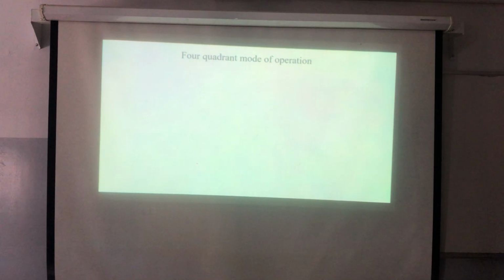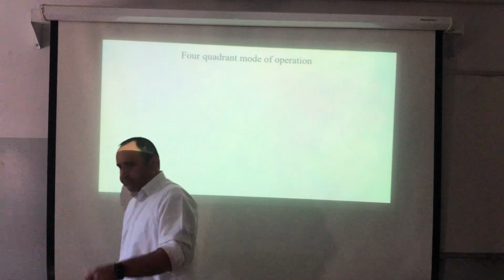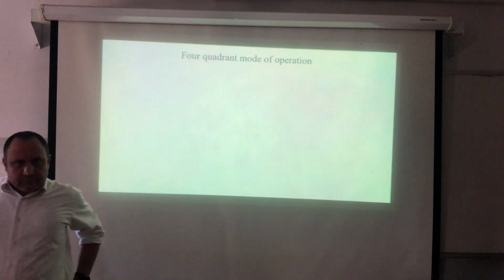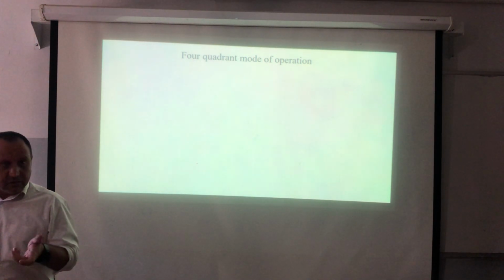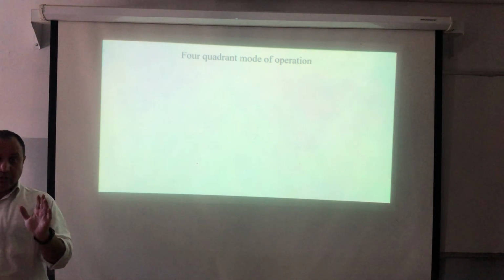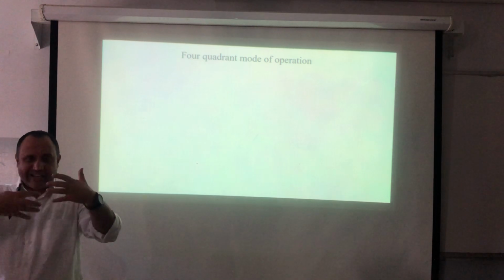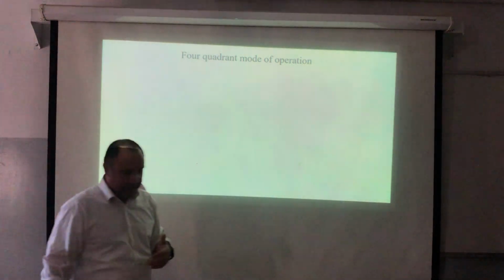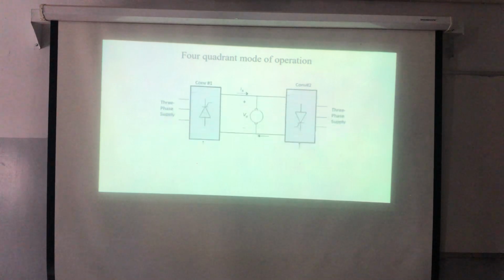Now, what if I need to achieve the 4 quadrant mode of operation, which means that I need to support the machine in Q1, Q2, Q3, and Q4? What should I do? I need a second, flipped converter. I need to find a path for the negative current. So the only way I can do that is to flip or to connect two converters in an anti-parallel configuration.